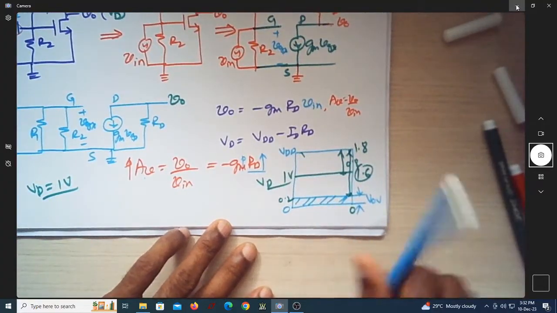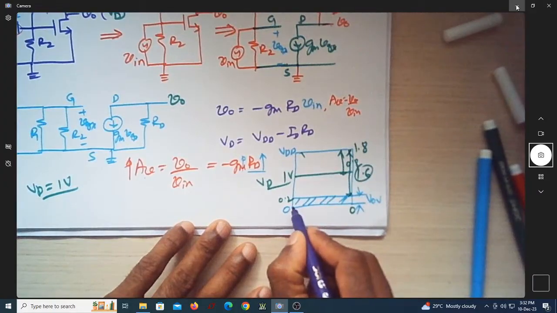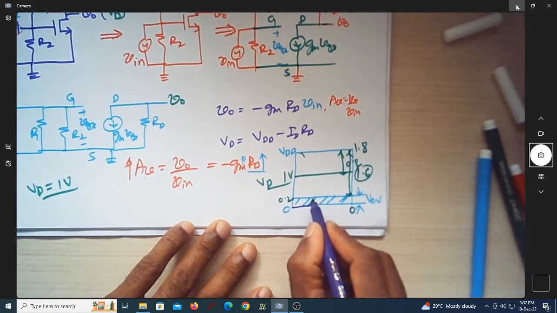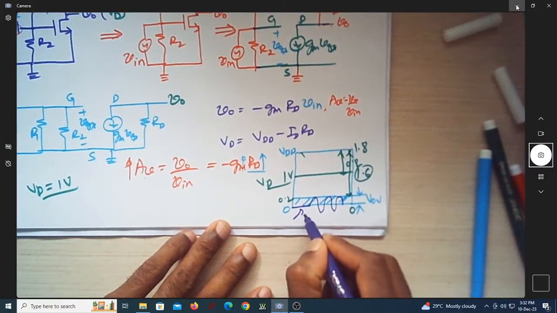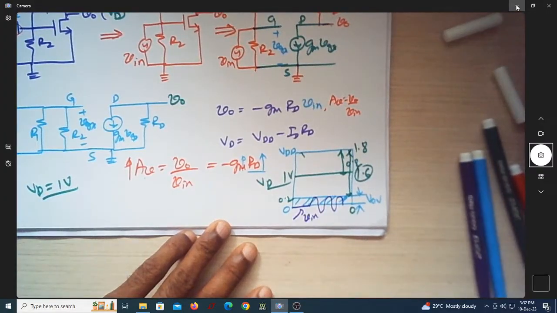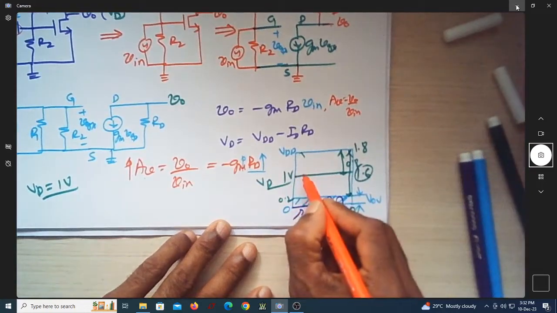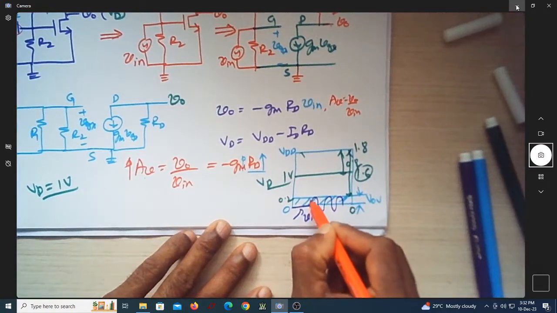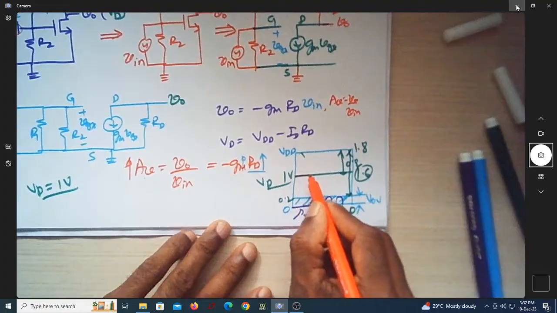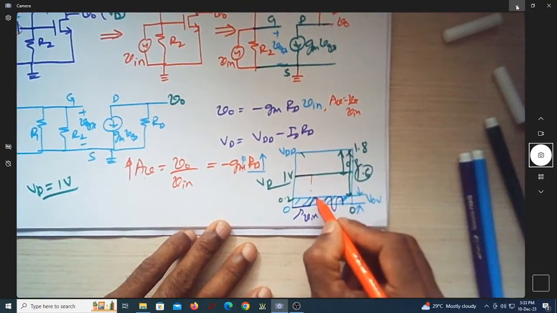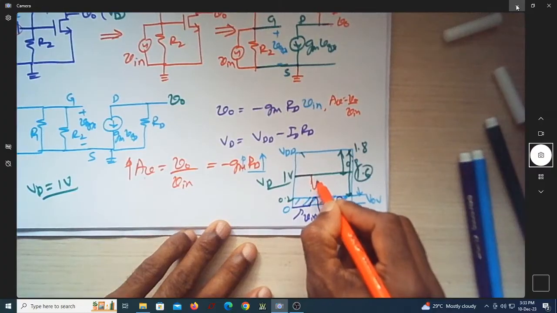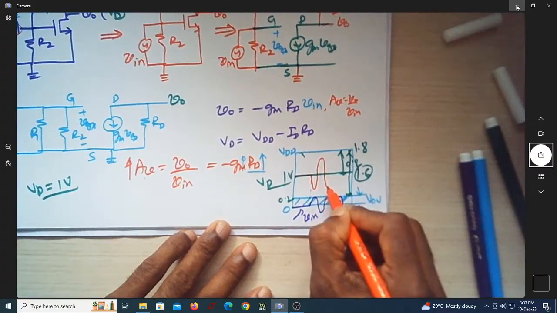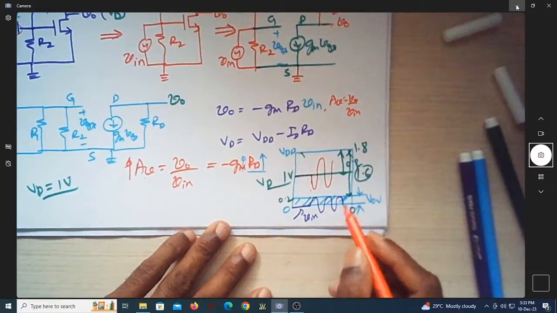Assume that I'm having a signal. Here assume that I don't apply the signal. If I apply the signal after some time, if I apply the input voltage, if this is my Vin, how will my Vout look? My Vout will be, till this point, at 1 volt. As the input voltage increases, the output will decrease and it will have something like this. So this is my output voltage.